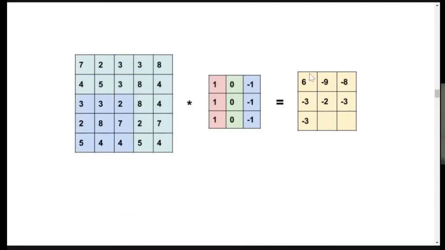So basically, 6 is a very high value in comparison to other values. It means that this window over here, 7 2 3 4 5 3 3 3 2, contains vertical lines if you actually plot it. But if you shift it slightly and you get a value of -9, that means there is no vertical line over there. So that's how kernels actually work, by the way.